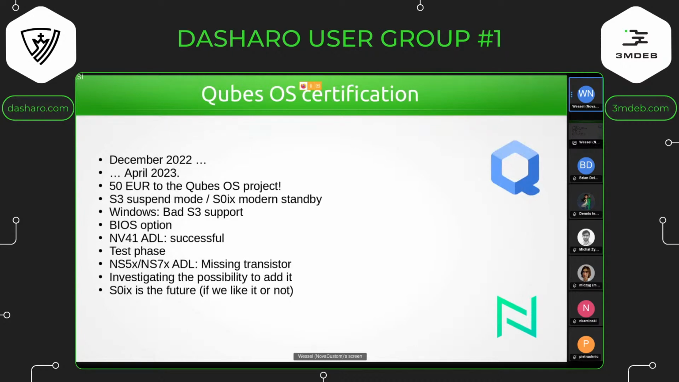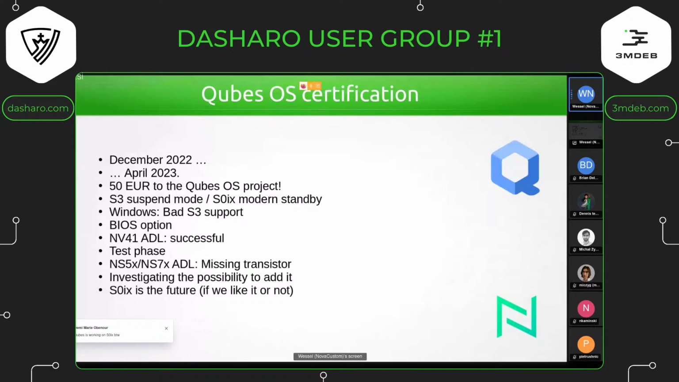Then an update about Qubes OS certification, which we announced in September 2022. Unfortunately, we had to postpone this, and this will most likely be postponed to April 2023. But I think 3mdeb can give a better estimation, as they are working on the validation as we speak. The main reason why it has been postponed is that Qubes OS does not support modern standby S0ix at this moment. Instead, they only support S3 suspend mode, and our laptops do have the possibility to get into S3 suspend mode, but the firmware has to be adapted for this.